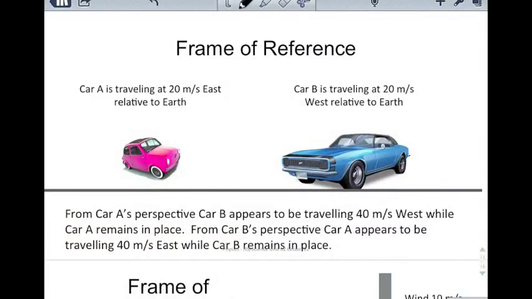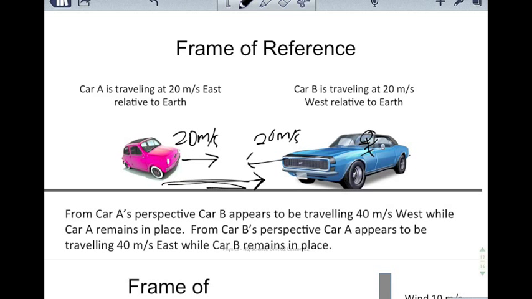Now, another example: car A is traveling 20 meters per second east, car B is traveling 20 meters per second west. If you were to take a look at it, it looks like they are moving towards each other at 40 meters per second. If I'm in this car, it appears motionless, and it appears to me like this pink car is moving to the east at 40 meters per second.